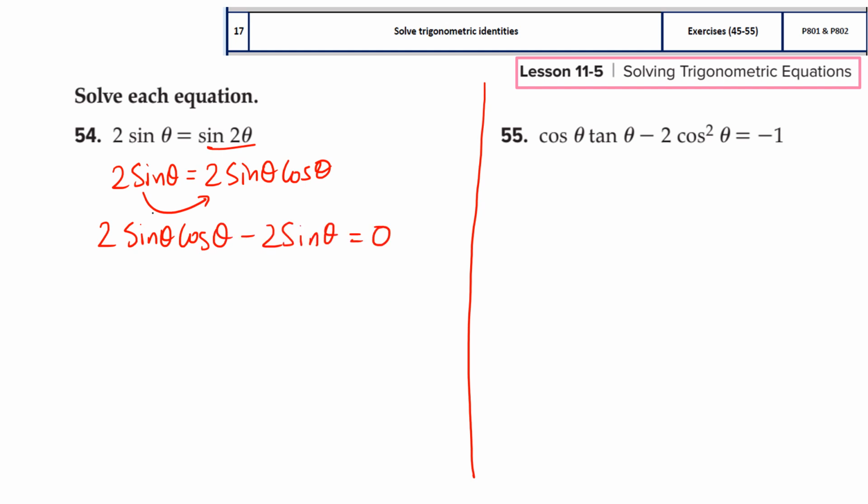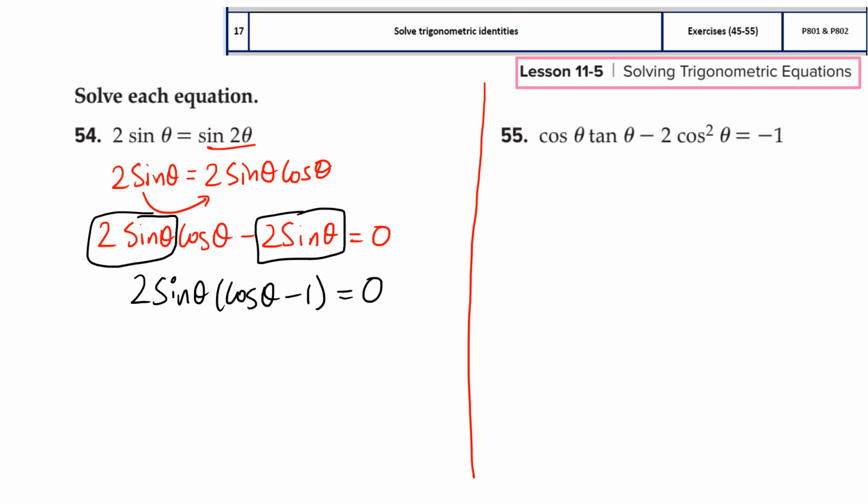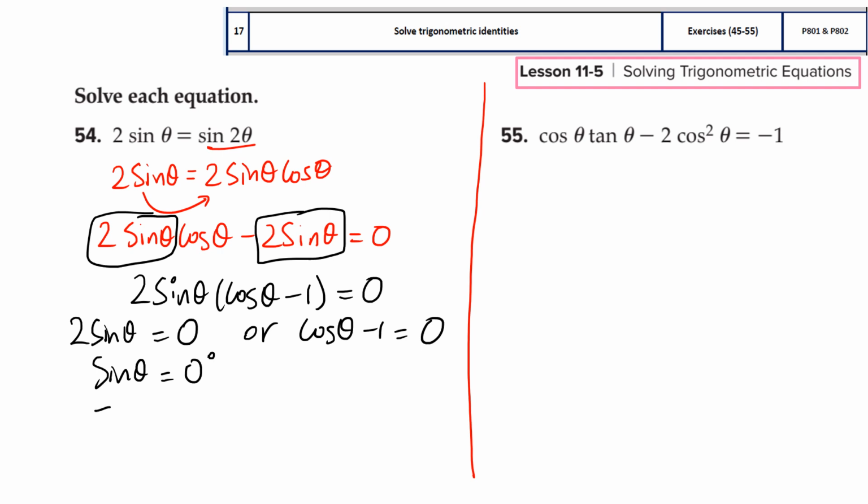Let's see what we can take common. So 2 along with sine theta will be taken out, and I'm left with inside cos theta minus 1 equal to 0. So by the zero product property, 2 sine theta equal to 0 or cos theta minus 1 equal to 0. So from here sine theta is 0, or theta is 0 degrees.